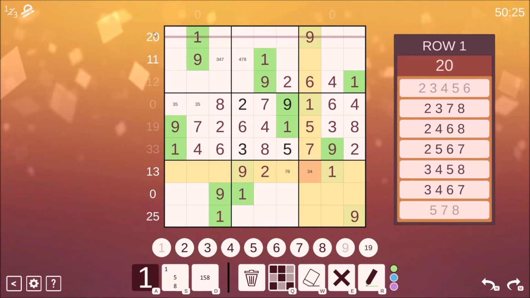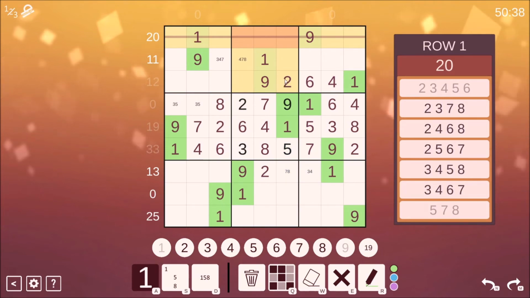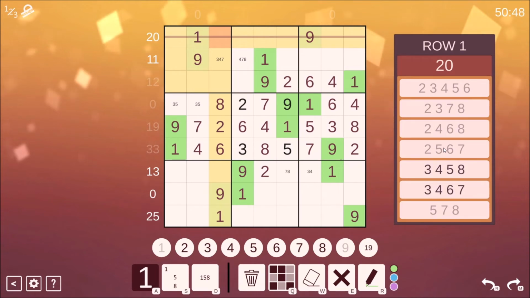Now, maybe let's look at this 20 clue. There's a lot going on with it. Many combinations to check, but one thing we can narrow down right away is that we cannot have a 2 here because of this 2. We can't have a 2 here because of this 2 or because of this 1. So we can instantly rule out all combinations containing a 2, which is very helpful.